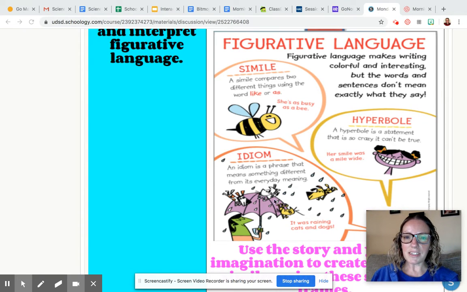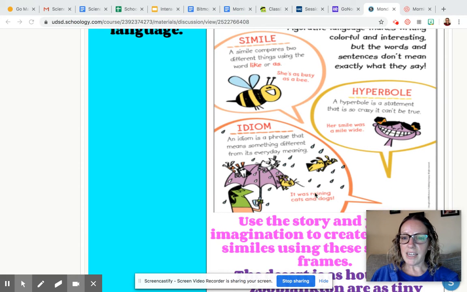An idiom is a phrase that means something different from its everyday meaning. It was raining cats and dogs. We know that doesn't really happen. This picture shows something that wouldn't happen in real life, but if it's raining really heavy, that's something that you would say. Those are just a few examples of figurative language, and you're going to be working with that today.